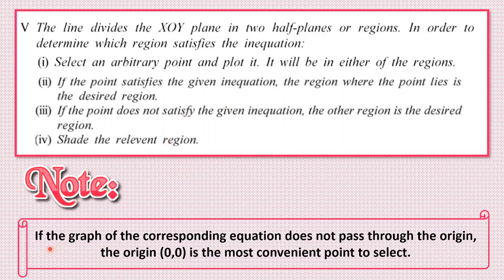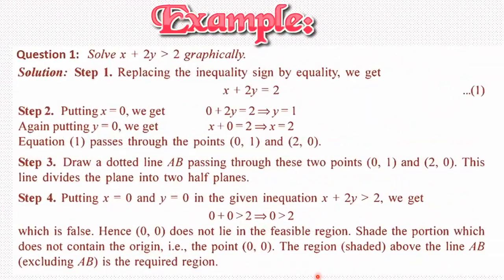The very important thing is, if the graph of the corresponding equation does not pass through the origin, then the best point to take and do the testing is the origin. That means (0, 0) is the most convenient point to select. Now let's understand the same thing with the help of one example.